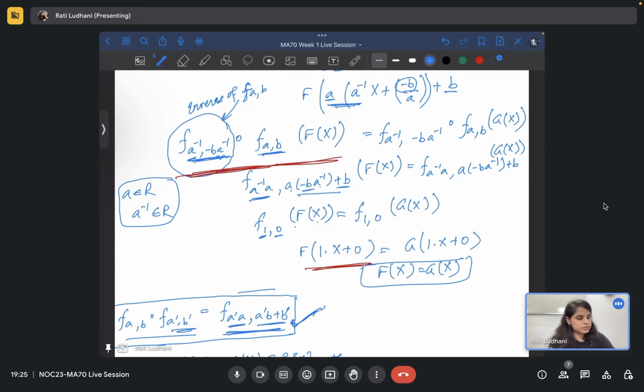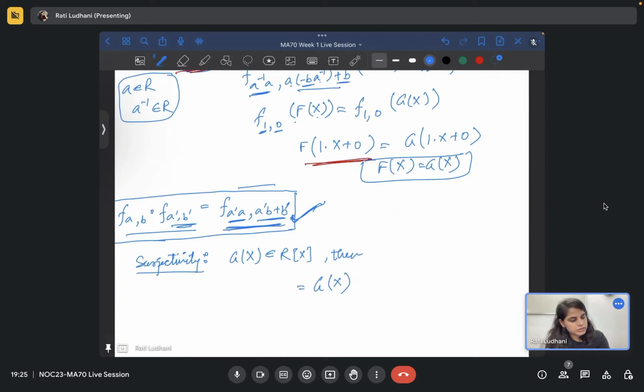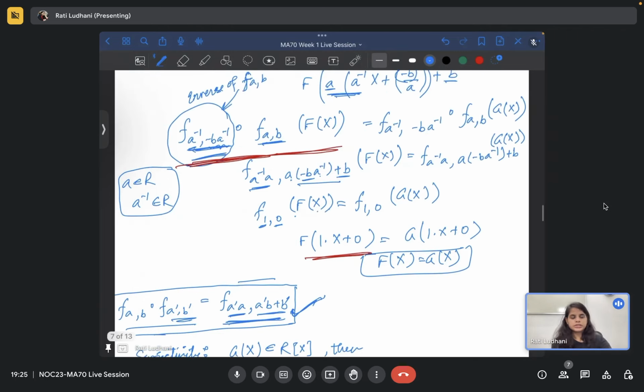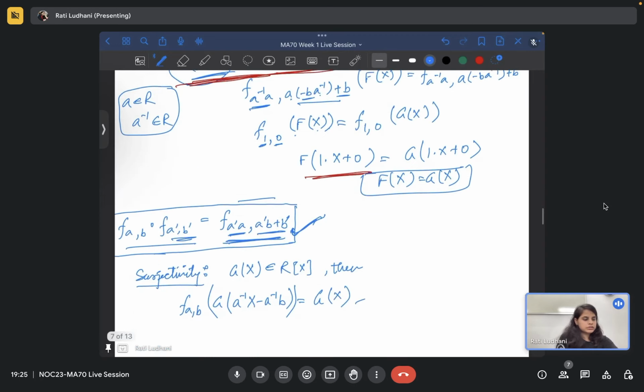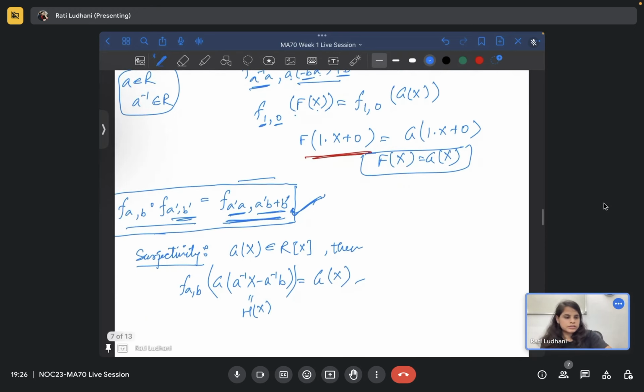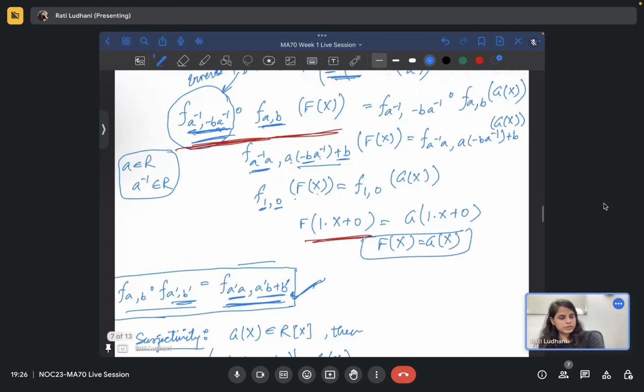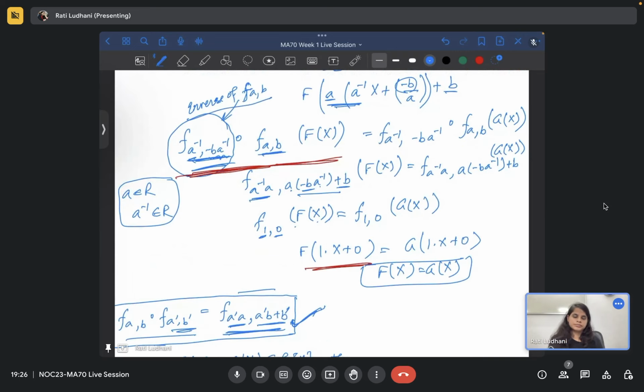Yeah, thank you. So you take G of A inverse x plus A minus A inverse B. So if you take this and you apply F_AB, then you will get G(x). So what I just did, I just took this inverse and wrote it in this form, and I got it because this is some polynomial h(x), and I gave a pre-image. Is that clear? And as I said, this will work as the inverse of F_AB. Is that okay?